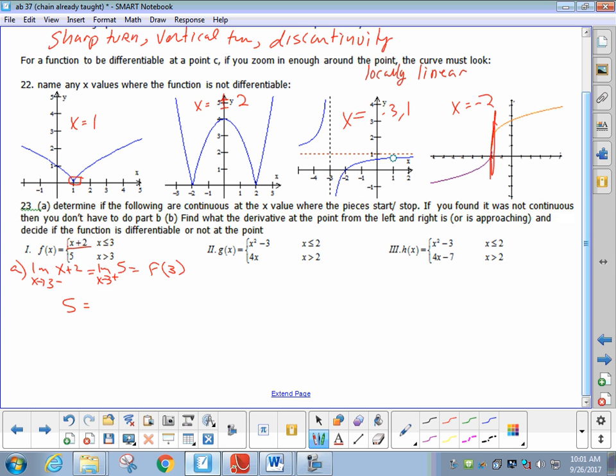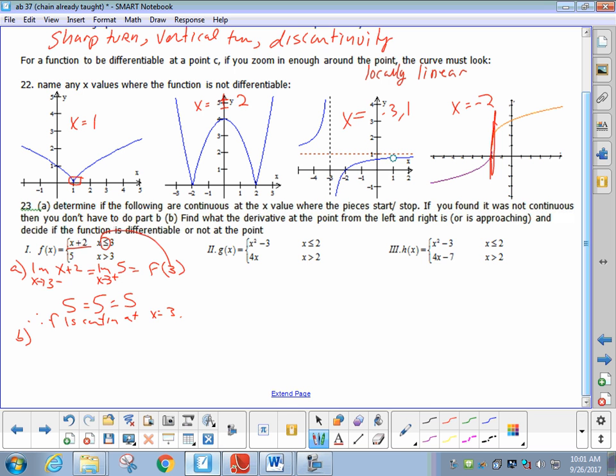Yep. All right. The limit as x goes to 3 from the right is 5, and f at 3. Is it defined at any place? And that is a big yes. 5. So I would conclude then that f is continuous at x equal 3. That's part A. Any questions on part A? Did you get that part answered?